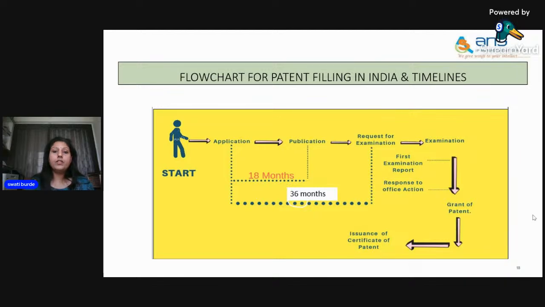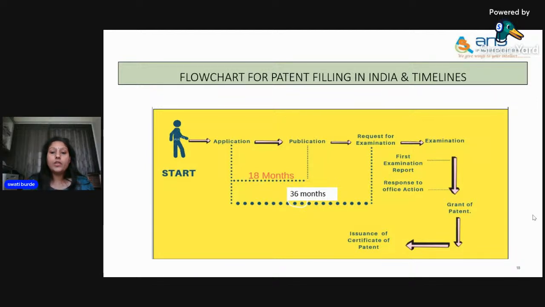Now the flow chart for patent filing in India. So this is the basic patent filing procedure. Once your application is filed in the Indian Patent Office, it will be published after 18 months. Publication is automatic. There is no form required for publication after 18 months. If you want to go for early publication, then you have to pay extra fees and request the office to publish your application earlier. Once that request is filed, they will publish your application within around 2 months of that request.